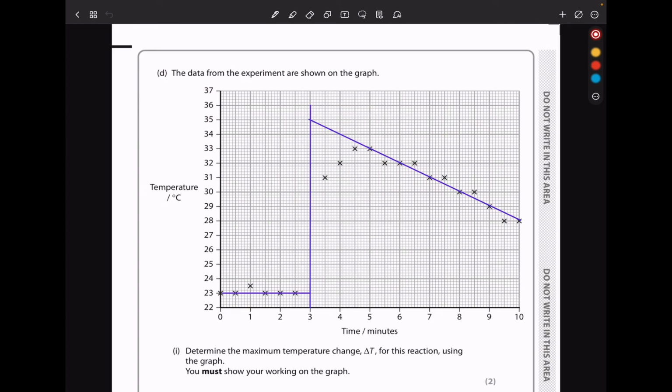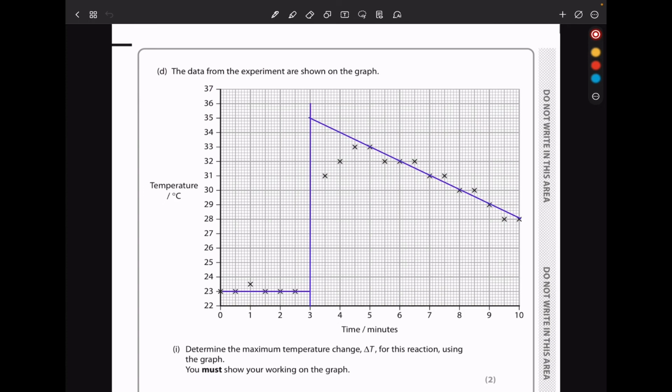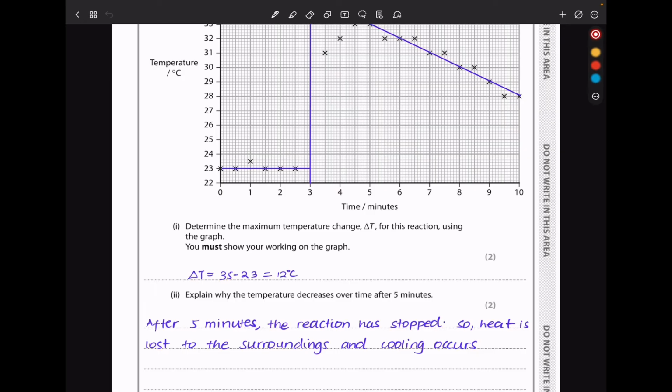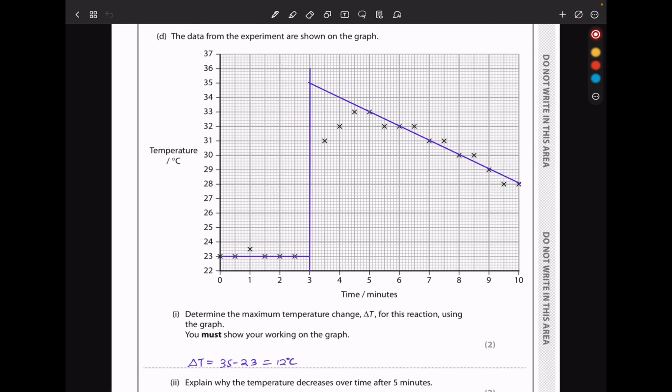In part D, they say the data from the experiment are shown on the graph. We have the vertical axis temperature, horizontal axis time, and they say determine the maximum temperature change, delta T, for this reaction using your graph. You must show your working.